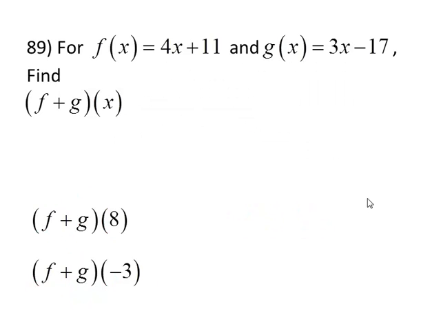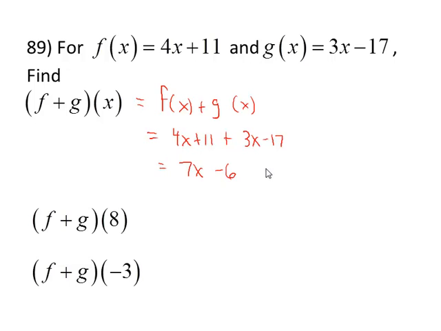Now, for some algebraic work with functions, here we're asked to find f plus g of x for these two functions. f plus g of x is the same as f of x plus g of x, which for us will be 4x plus 11, that's f of x, plus 3x minus 17. Simplifying by combining like terms, that will be 7x minus 6.